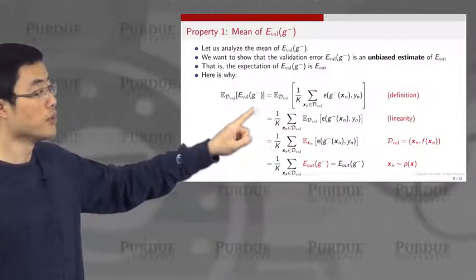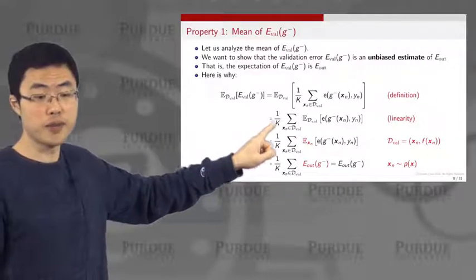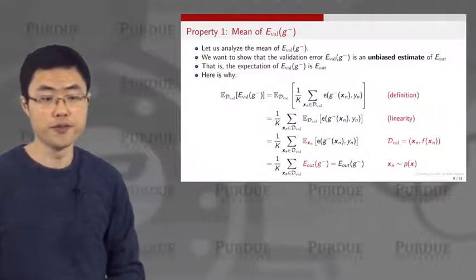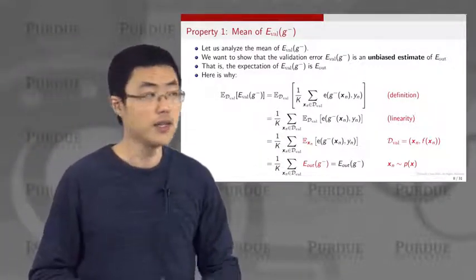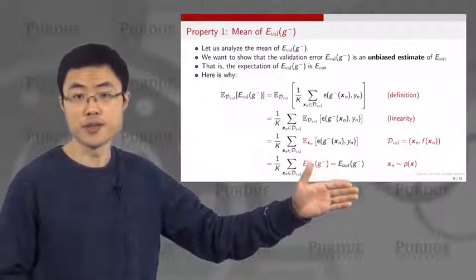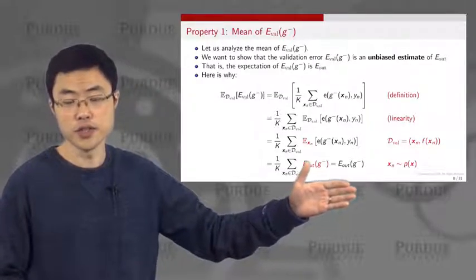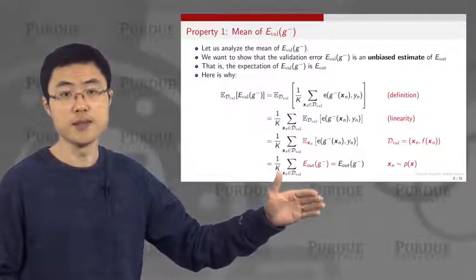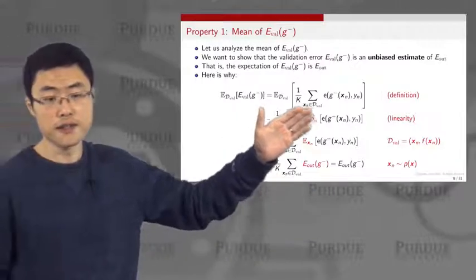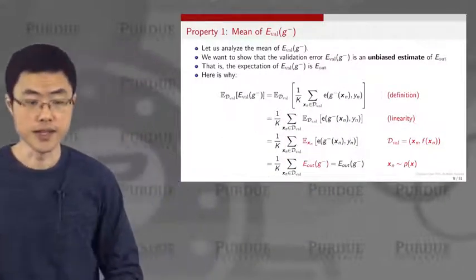So you look at this equation here. In the beginning, we want to look at the expectation of your validation error. And at the end of the calculation, we show that the validation error, when you take the expectation, is just the outsample error. And that means the validation error is an unbiased estimate of the testing error.